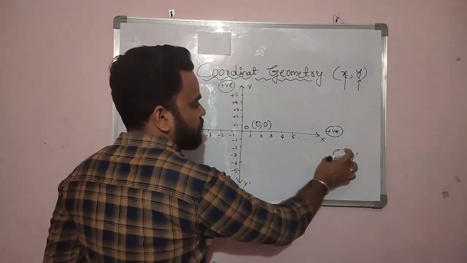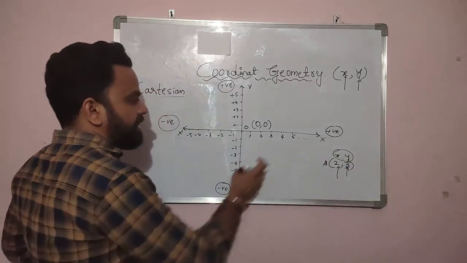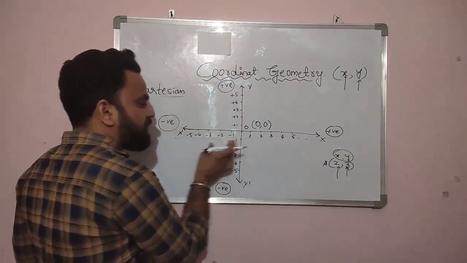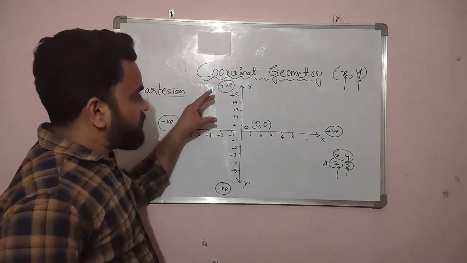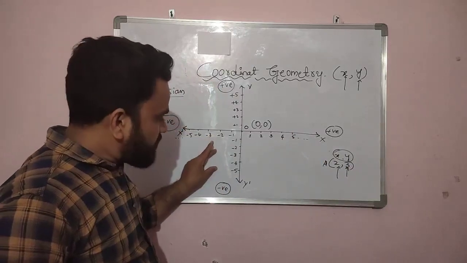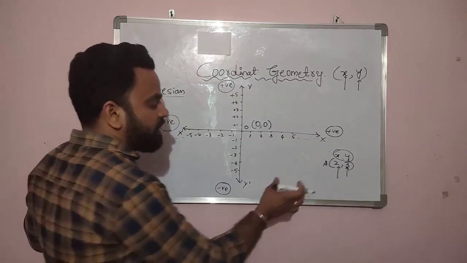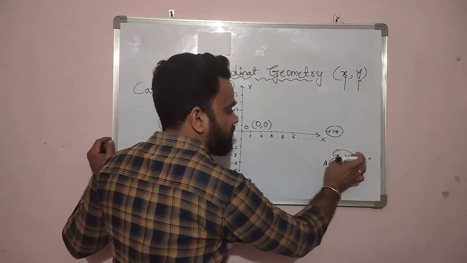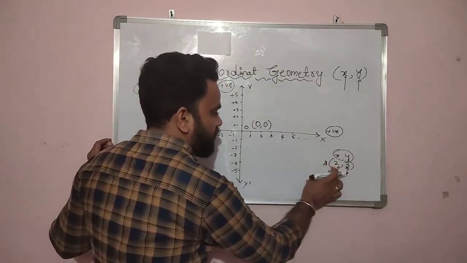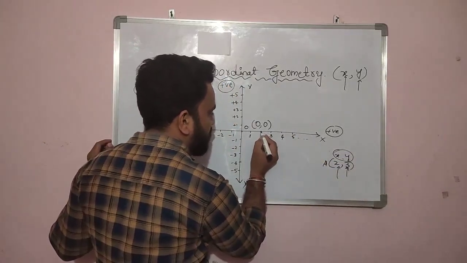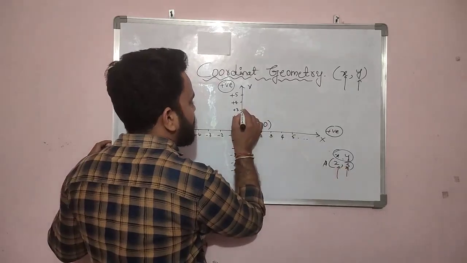X is plus 2, y is plus 3. See, in x we have plus 1, 2, 3 as well as minus 1, 2, 3. In y also we have plus 1, 2, 3 as well as minus 1, 2, 3. But here both x and y are plus. In x, plus 2, here it is. In y, plus 3, here it is.